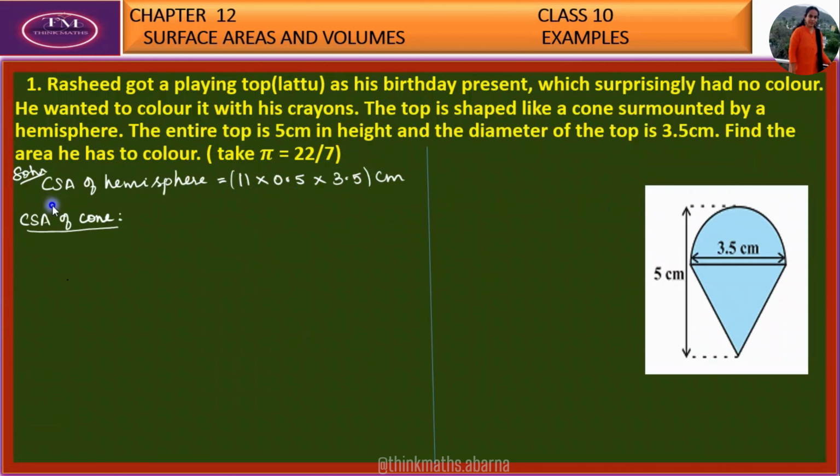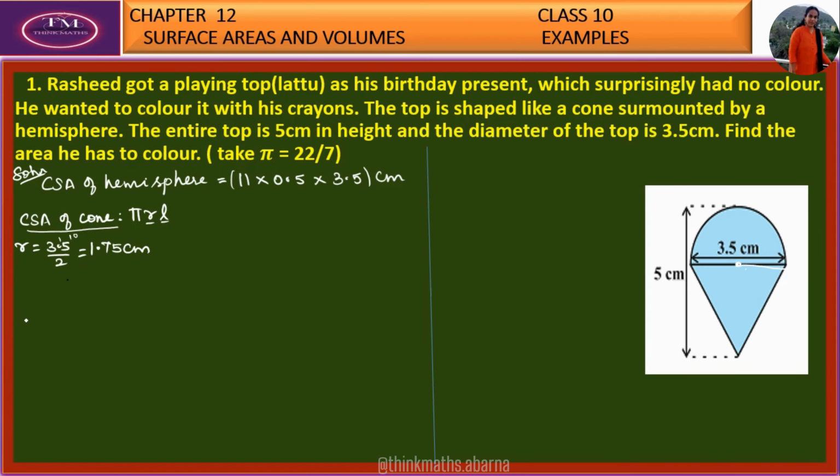Okay, children. From the previous page, we have the curved surface area of the hemisphere, which is 11 into 0.5 into 3.5 centimeter. Now we have to find out the next part, the curved surface area of the cone, which is pi r L. So we know the radius of the cone, which is half of the diameter. So the radius of the cone is 3.5 by 2. So r is equal to 3.5 by 2, which is 1 point, balance is 1. So put a decimal, 7 2s are 14. So balance 1, add a 0. So 5 2s are 10. So 1.75 centimeter.